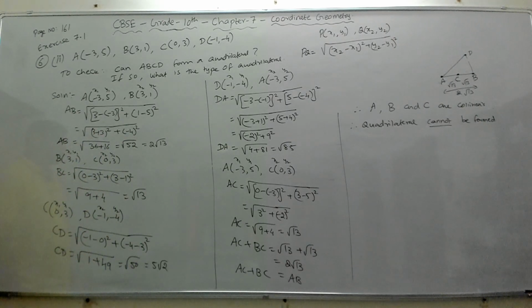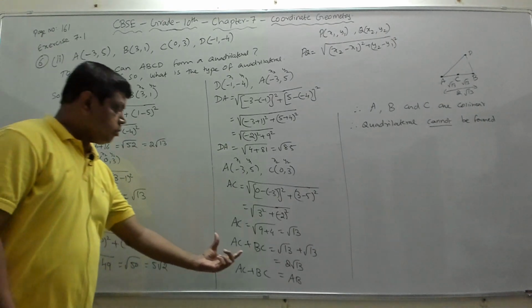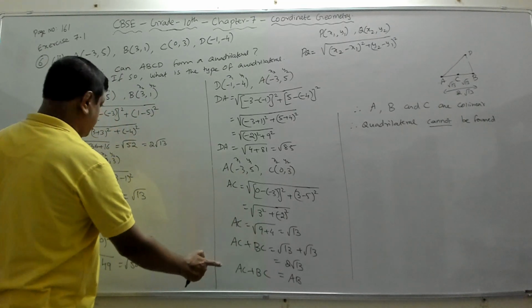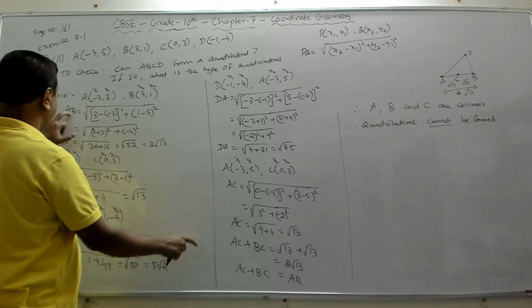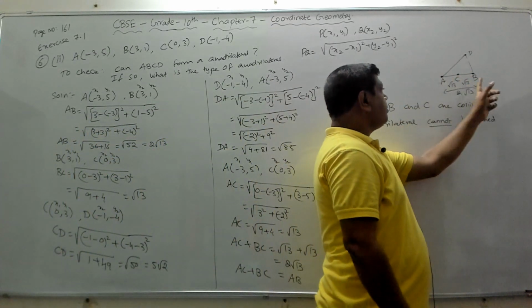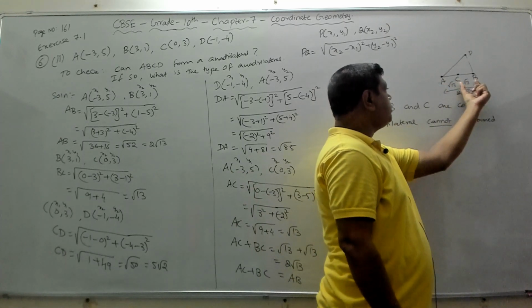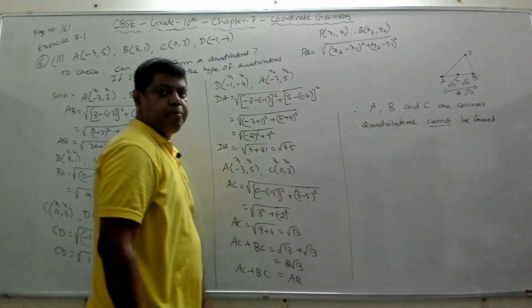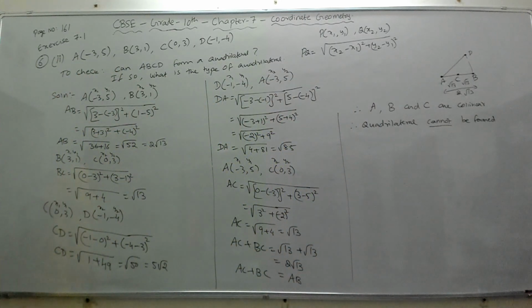Okay, all of you can pause the video and take the notes. The quadrilateral cannot be formed because AC plus BC is equal to AB. If you add these two sides, AC and BC, then you get AB. So it can be like this, three points called A, B, C. So AC is root 13, CB is also root 13, and AB is 2 root 13. Fine, so all of you can pause the video and take the notes.